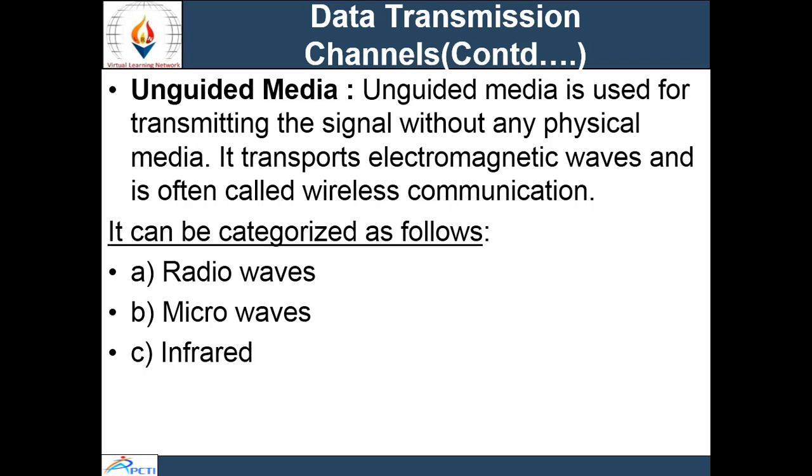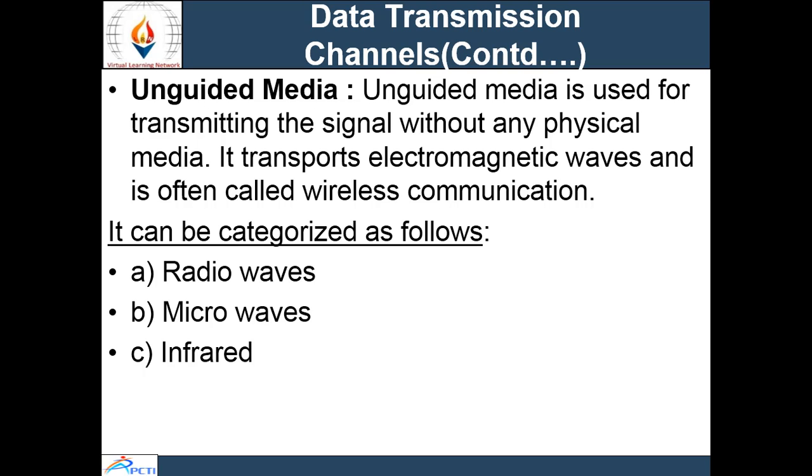Now, unguided media. Unguided media is used for transmitting the signal without any physical media. It transports electromagnetic waves and is often called wireless communication. Signals are broadcast through air and received by all who have decided to receive them. It can be categorized as follows: radio waves, microwaves, infrared.